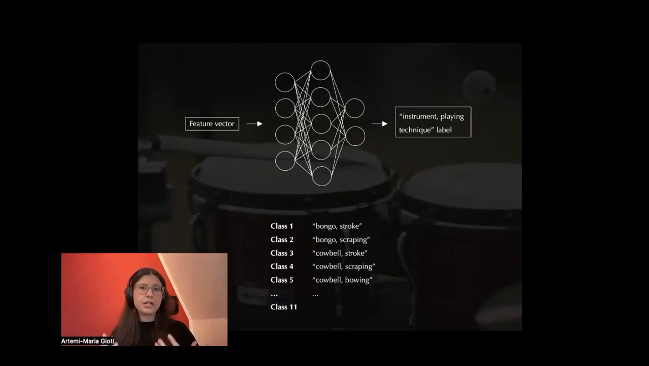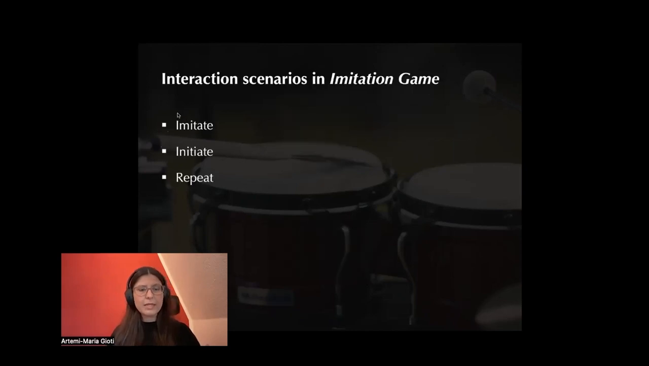These metrics are calculated on a phrase basis, and based on their evolution in time, the robotic percussionist then chooses among three different behaviors or three different interaction scenarios. Imitate, initiate, and repeat.